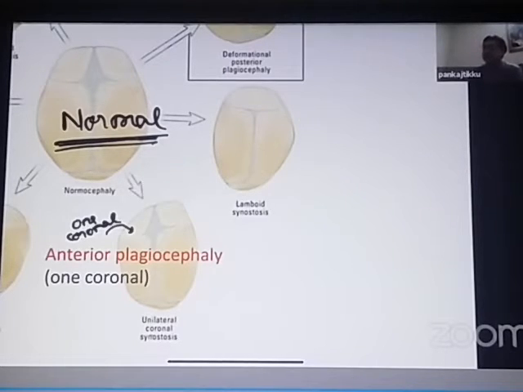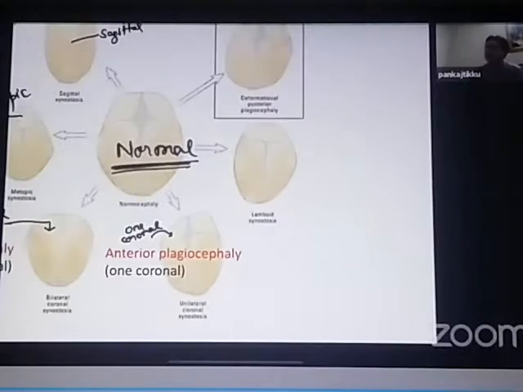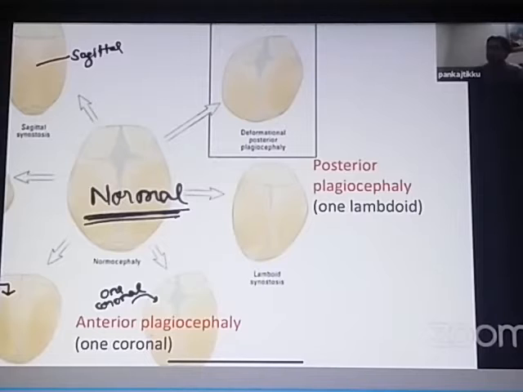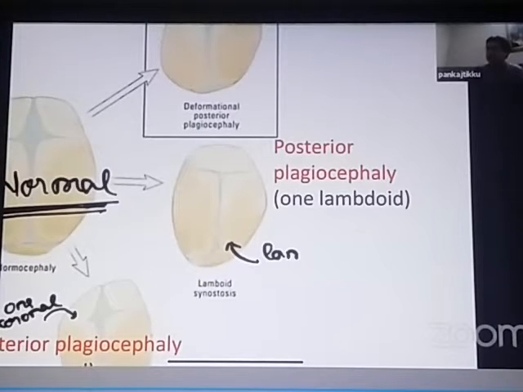And sometimes what can happen is one lambdoid suture can fuse early. What is it called? It is known as posterior plagiocephaly. One lambdoid suture has fused early, then it is known as posterior plagiocephaly.